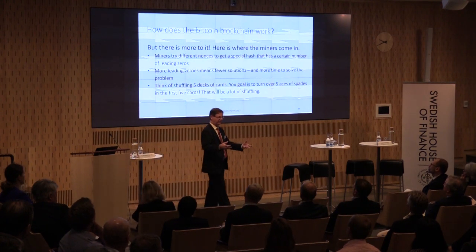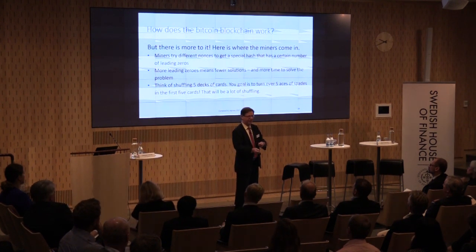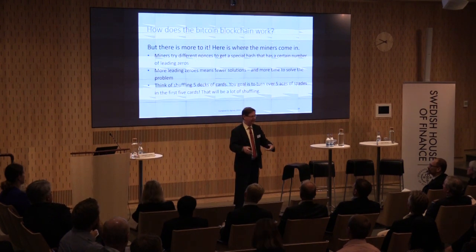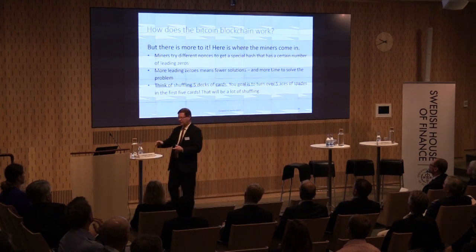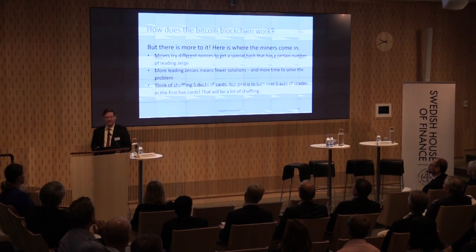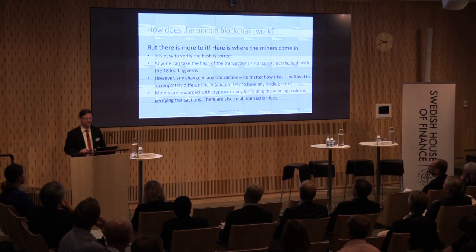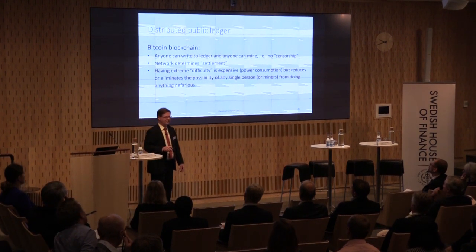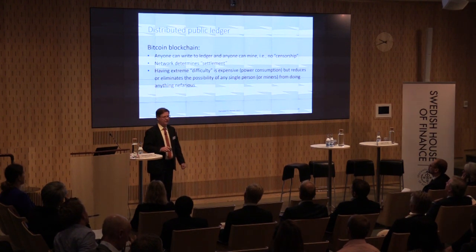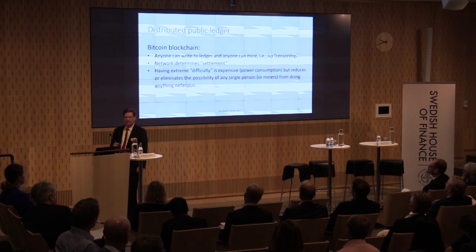You've got 5 decks of cards, you shuffle, and then you deal out the first 5 cards, and you're looking for 5 aces of spades in a row. That's going to be a lot of shuffling before you actually get that. And that's what these miners are doing. So they're providing verification. They're providing this difficulty to make this blockchain very secure. The current state of difficulty is about 18 zeros in a row. It's extremely rare to get that, and that's why the computing power is so intense to actually do that.